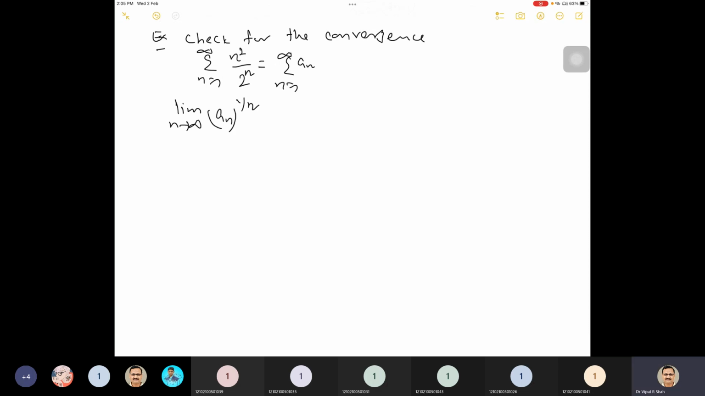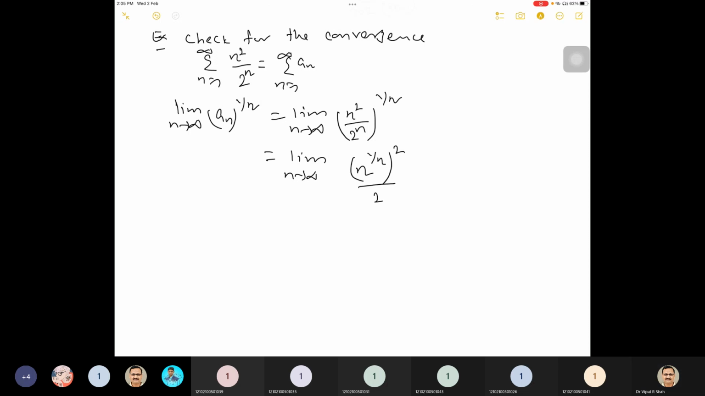As I told you, the power is there. The same example can be solved more than one way also. So here you have n square upon 2 power n, all power 1 upon n. Can I write this as n power 1 upon n, whole power 2, over 2.